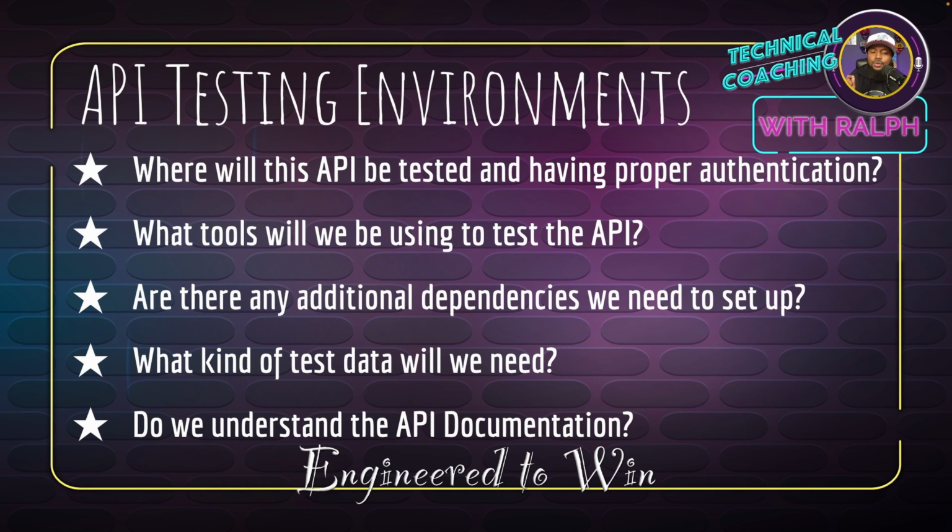Another question: do we understand the API documentation? Because there can be documentation, but it's poorly written. We don't understand it, or it might be too complicated for us to understand. It could be missing things. So we have to go through the documentation, making sure that it's readable and understandable for us to be able to interact with that API.